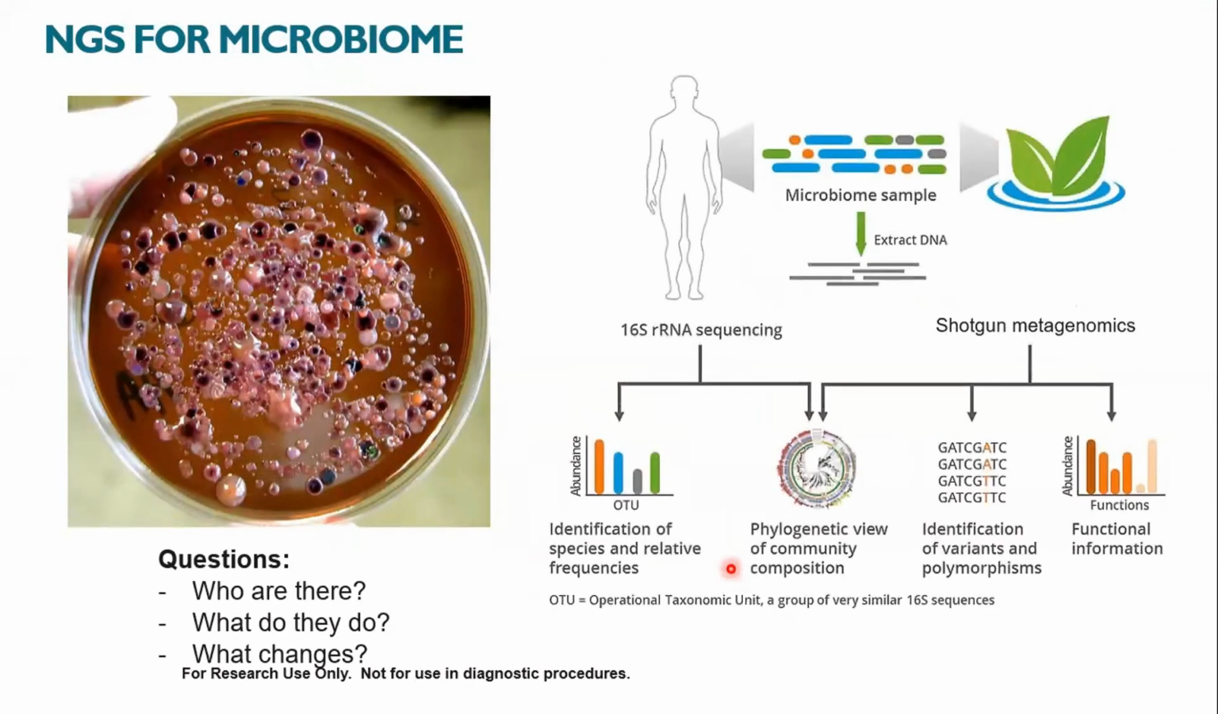So the question is what we want to find out: who are they, what do they do, and what changes they make to our body. And this can all be done through 16S rRNA sequencing or shotgun metagenomics for microbial studies.